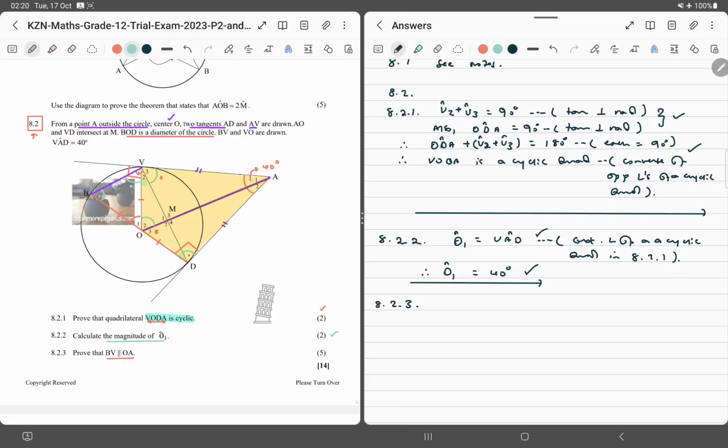The other route that we can take is that we know without a shadow of a doubt that this angle right here is equal to that. These are angles in the same segment, subtended by chord DA, since this is a cyclic quad. But we know that V3 is equal to B. And what is that? Tan-chord theorem. Therefore, angle B is equal to O3. Now, these are corresponding angles. If corresponding angles are equal, then the lines are parallel.